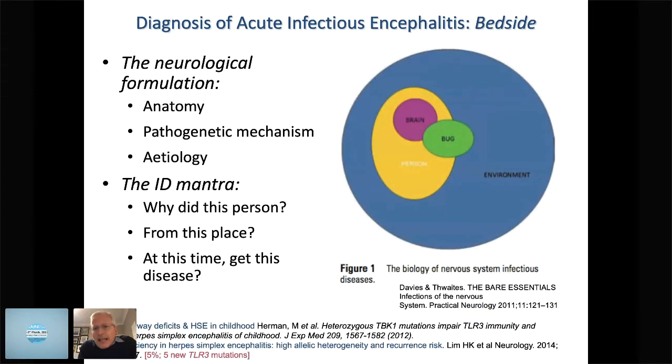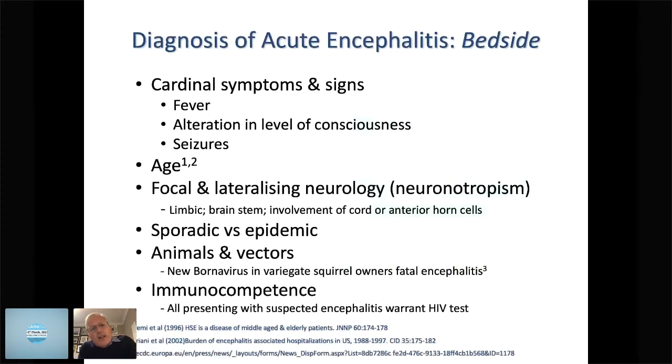So, at the bedside, how do we go about making a diagnosis of acute infectious encephalitis? Well, we need to fuse the neurological formulation with the work of an infectious diseases physician, thinking not only about the host, but also about potential organisms. And of course, on the neurological side, trying to define the anatomy and the pathogenetic mechanism causing the syndrome in front of us. So the cardinal symptoms and signs of acute encephalitis are fever, alteration in level of consciousness, and seizures. The highest incidence is usually in the extremes of age.